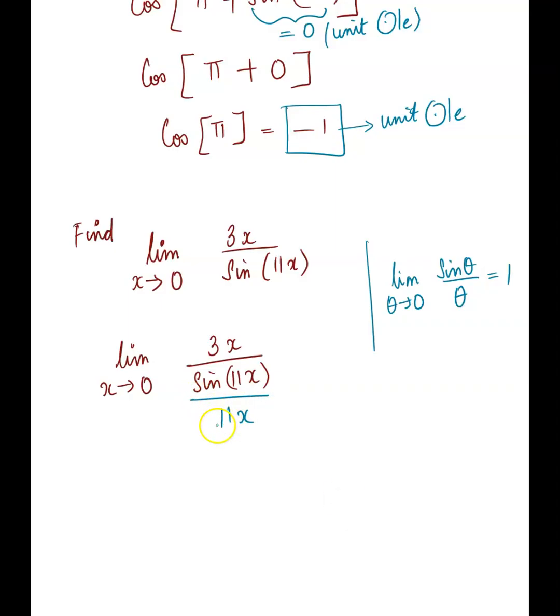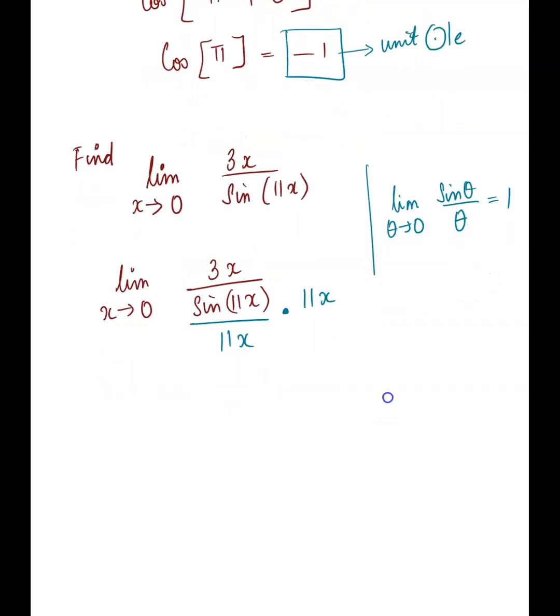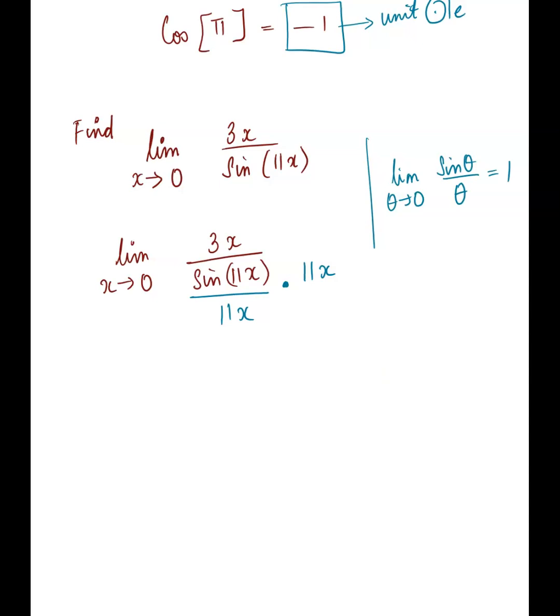Isn't it? If I had a matching 11x in the bottom, then that would allow me to use this. But I can't just bring in 11x, so I multiply on the top with 11x as well. Remember, all this is happening in the denominator, but I'm still learning to balance it off. Okay, so my hope is that I will use this separately and this separately. Okay, so clearly these x's cancel off.